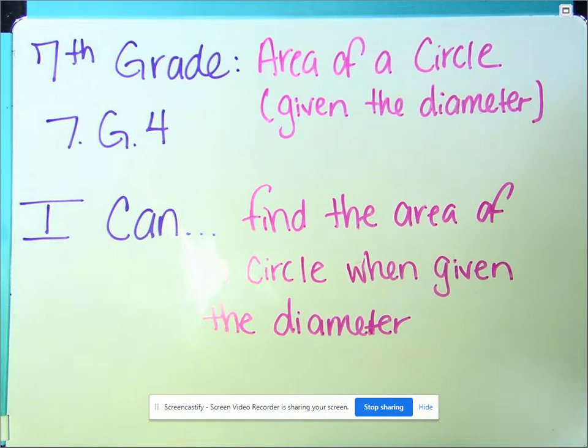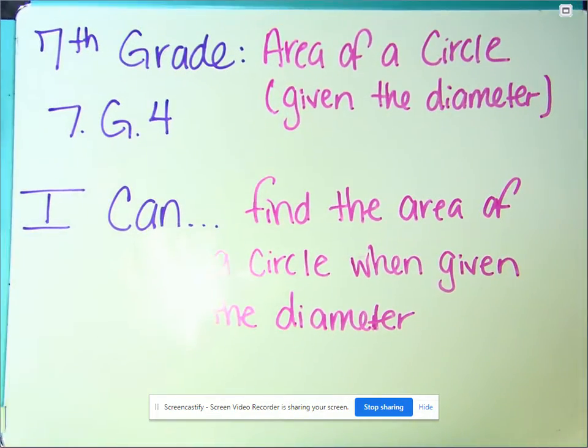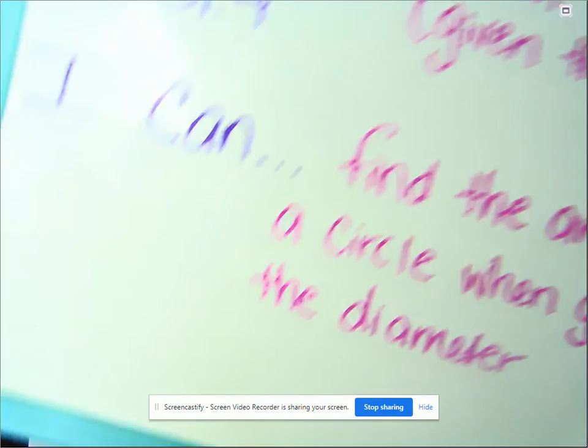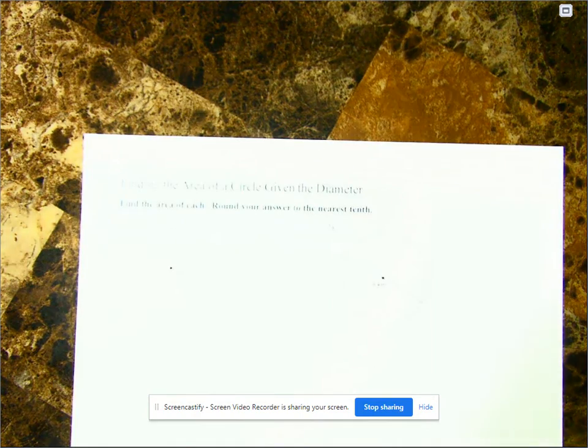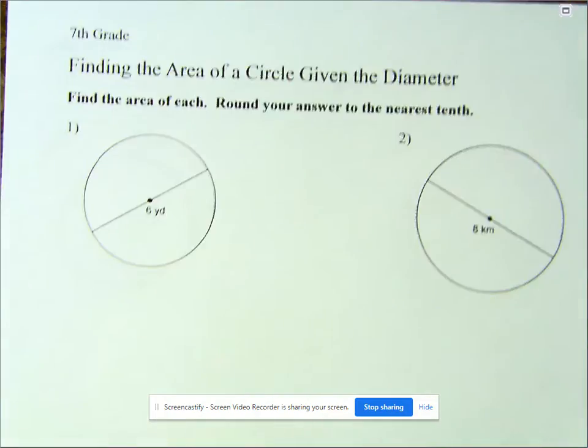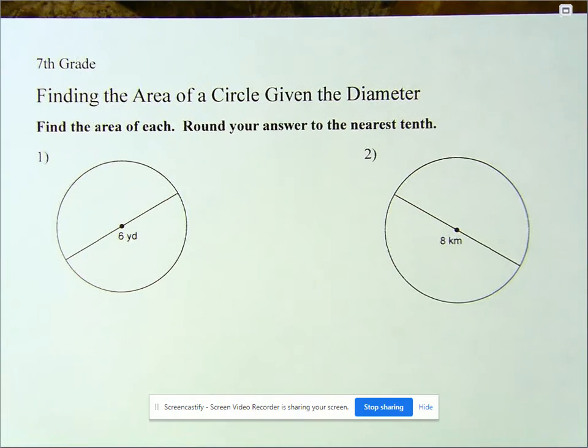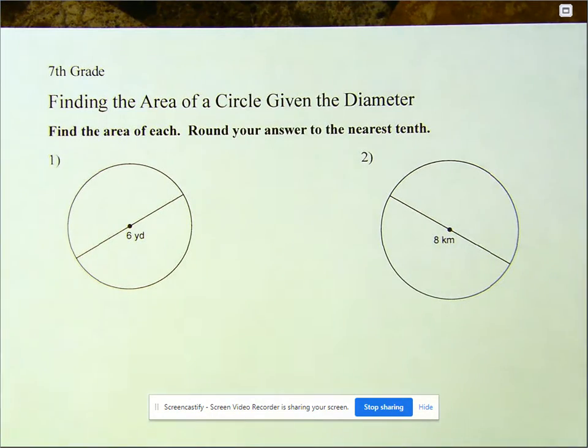There's one more additional step when the diameter is given, because my formula uses radius and not diameter. So I am going to be going over the video with a guided practice sheet. If you would like to print it off to go over it with me, you can, or you can just follow along or take out a sheet of notebook paper, whatever works best for you.